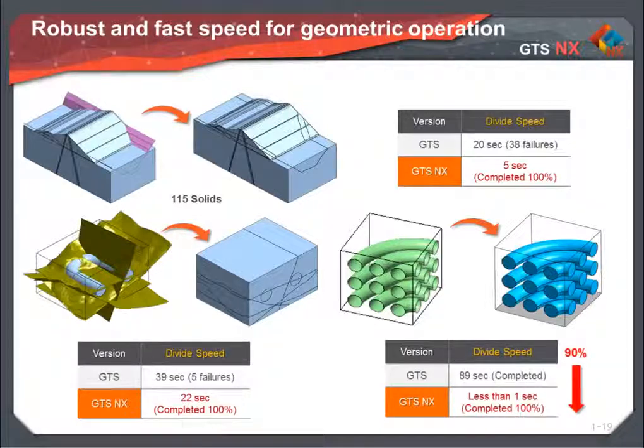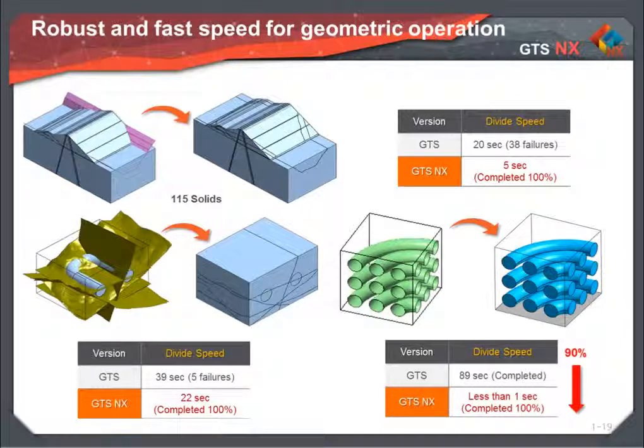For example, when we tried to create this first model in the old GTS, it took 20 seconds and there were 38 failures, but in GTS NX the model is created in 5 seconds without any failures. Similarly, the second model took 39 seconds and 5 failures in the old GTS, but in the new one it is successfully generated within 22 seconds.